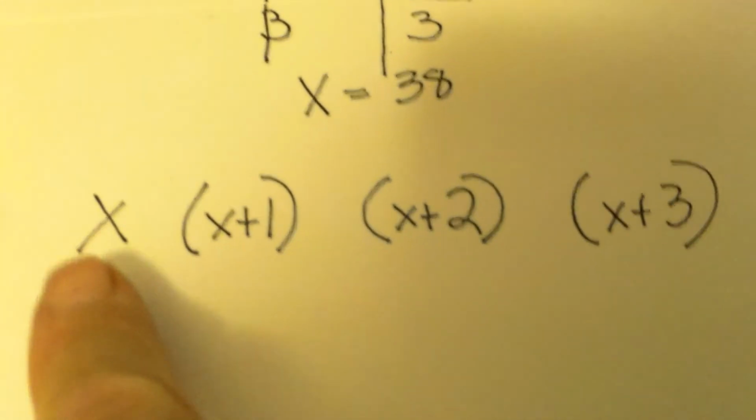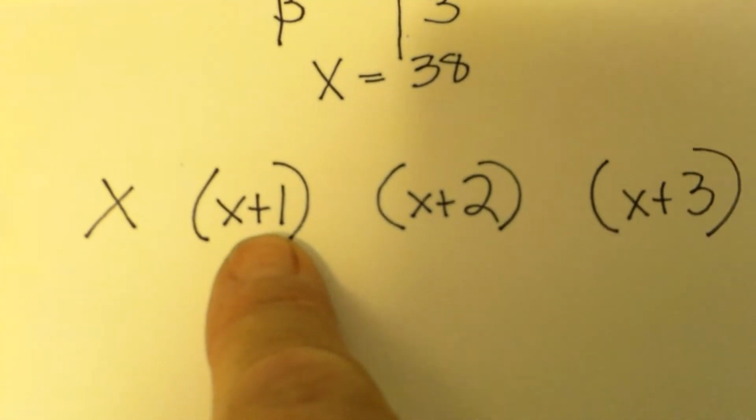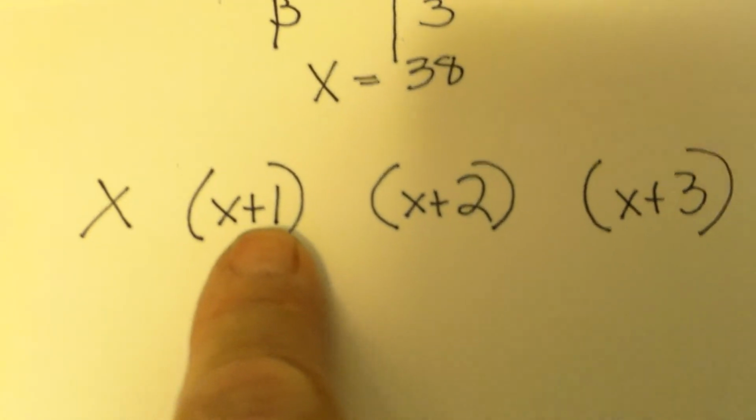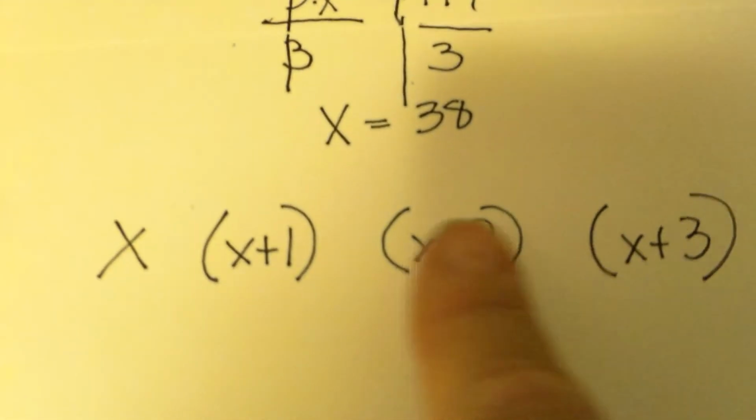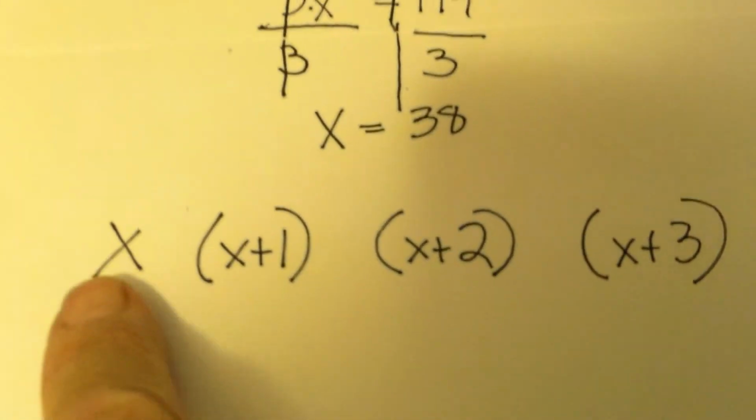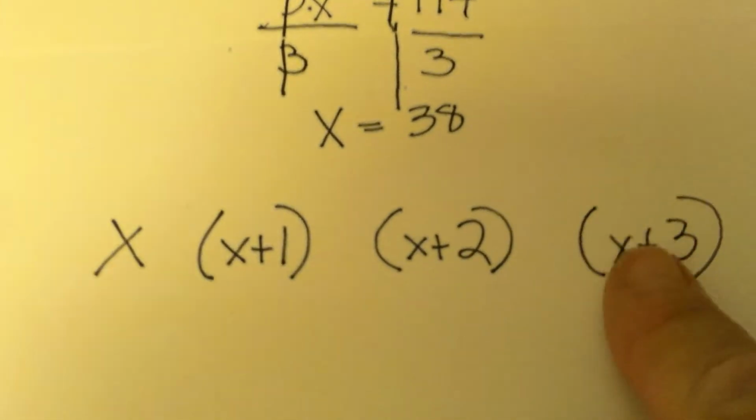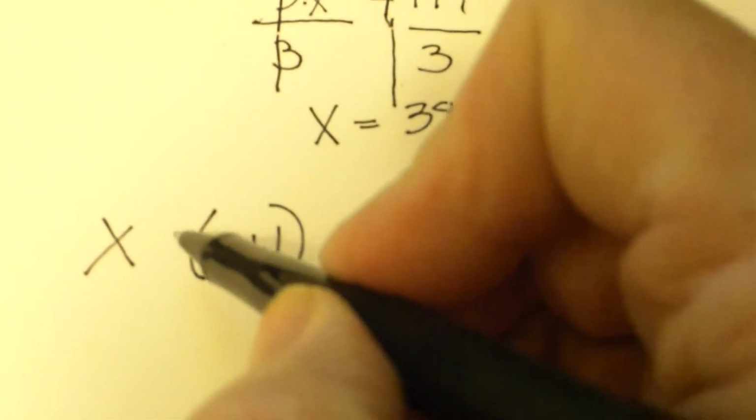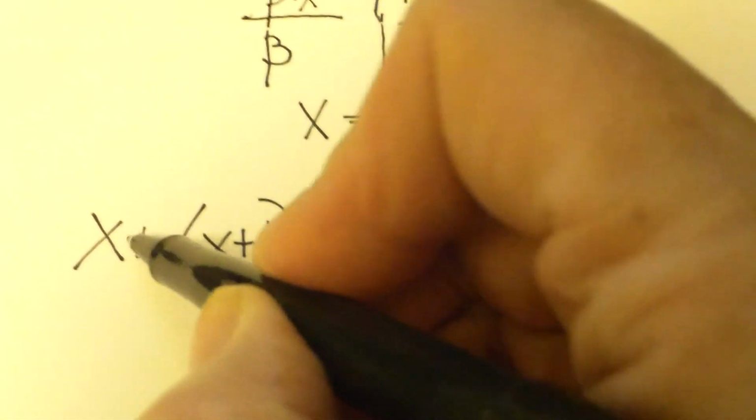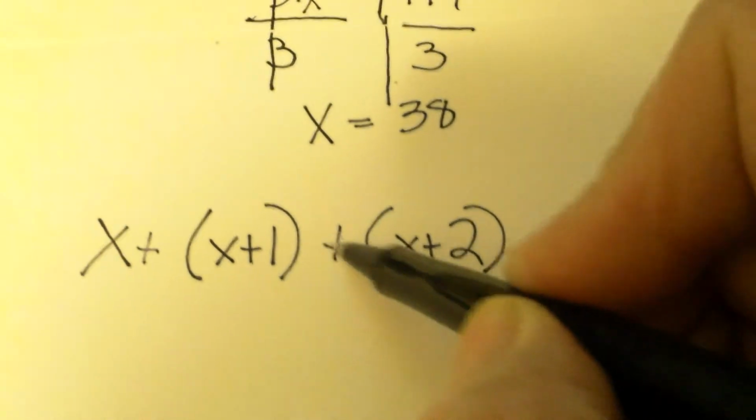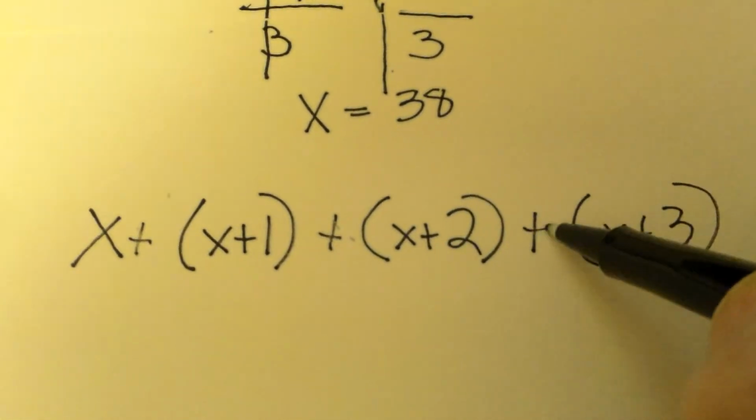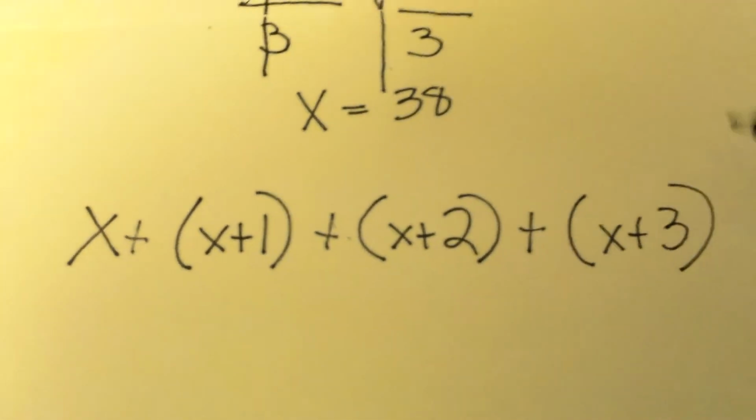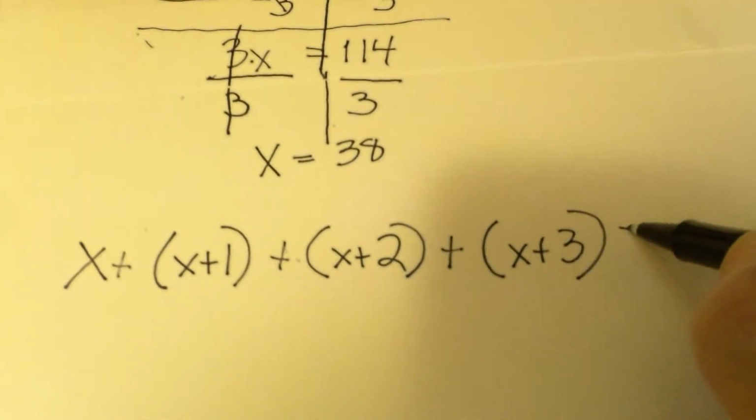This is my first integer. The next one is this one plus 1 more, then x plus 2 more, and x plus 3 more. There are my 4 consecutive integers, and it says the sum of 4 consecutive integers. So sum means I'm going to add those and those and those. The sum is 238.